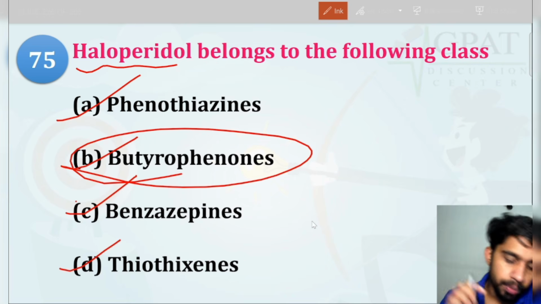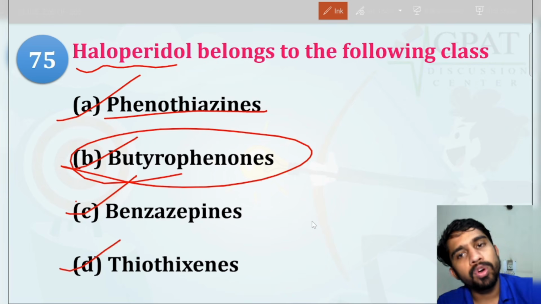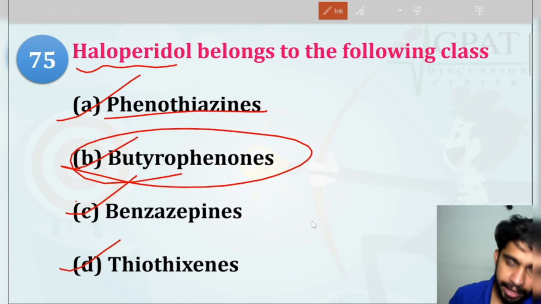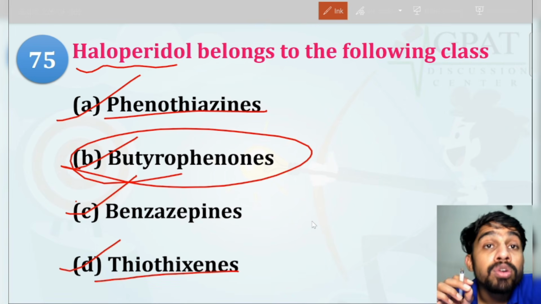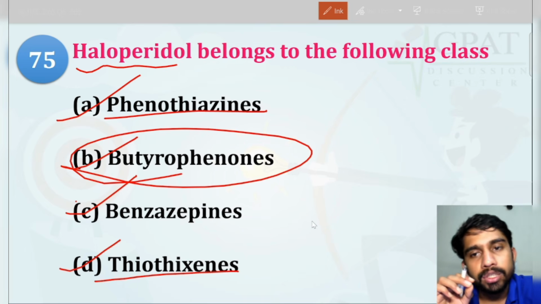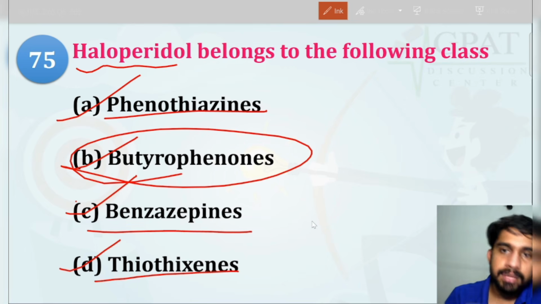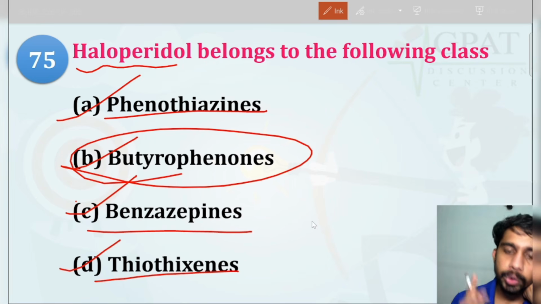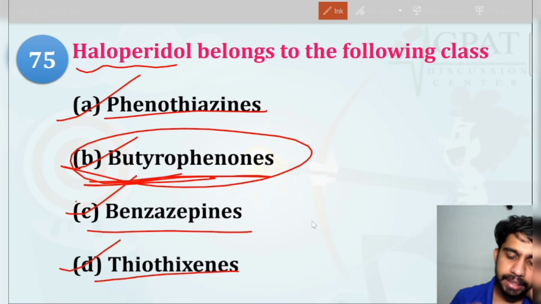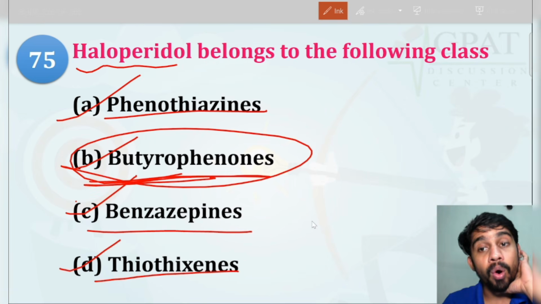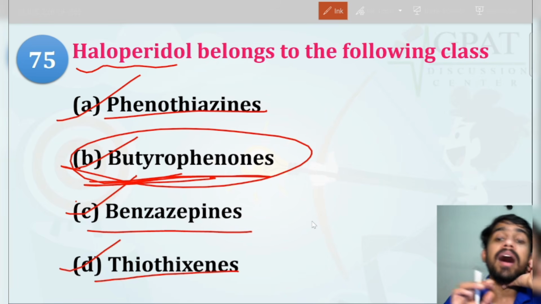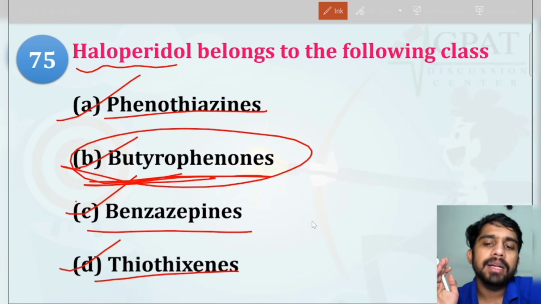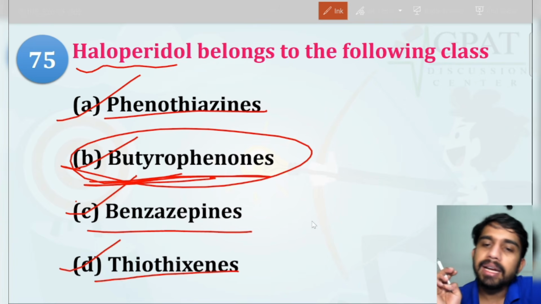Phenothiazine includes chlorpromazine, thioridazine, and fluphenazine. And thioxanthenes include flupentixol and zuclopentixol. And benzapins is not a major antipsychotic class. So the correct answer for this question will be option B, that is butyrophenones. And all these are typical antipsychotics. These come under the typical antipsychotics.